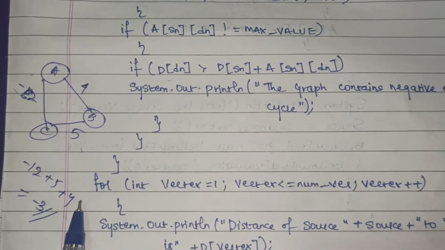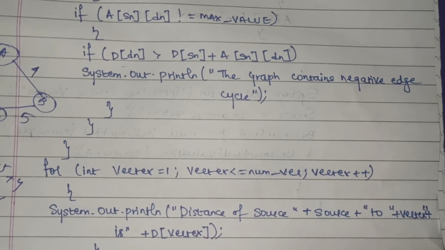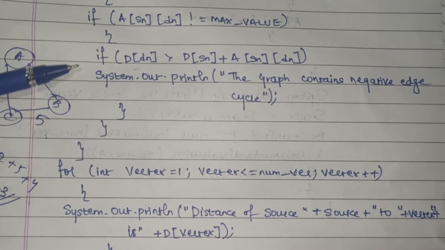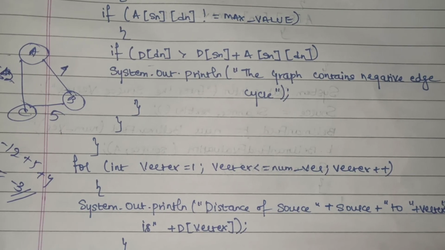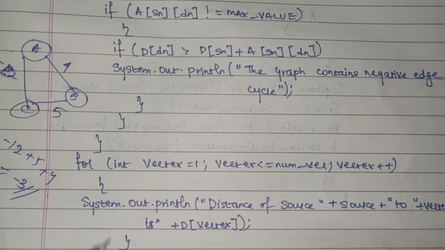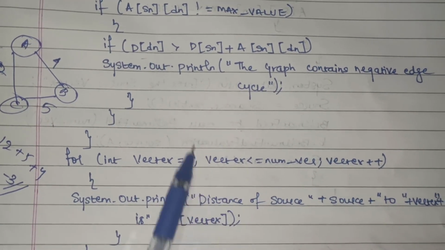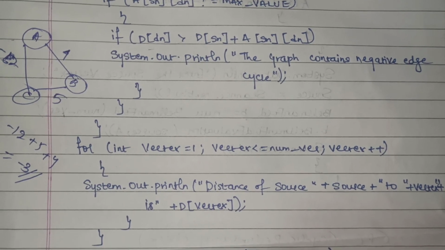Then you have the shortest distances to be printed out. After this you have the vertex variable to print the distance between the source and each of the vertices. You have the print statement for that, and the vertex will run through the total number of vertices. So this is what happens in the Bellman-Ford algorithm.